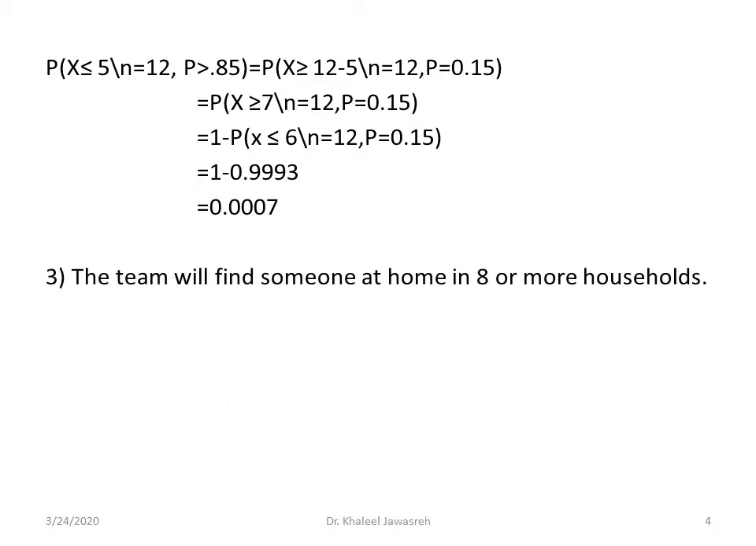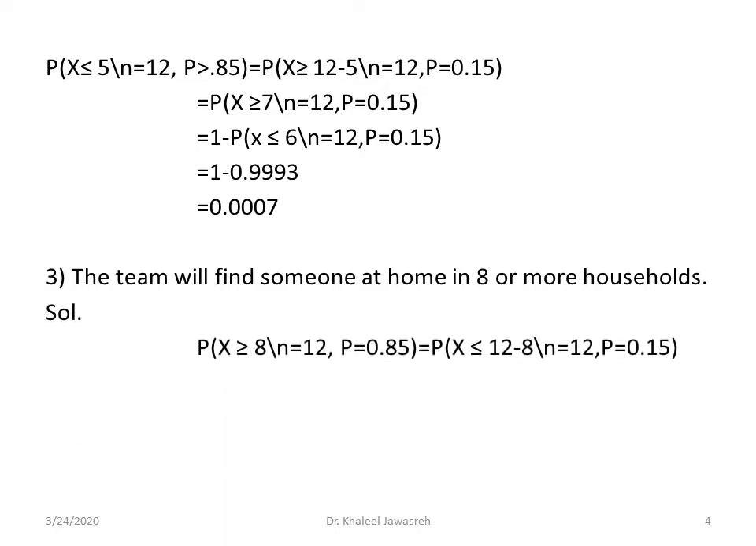Third, the team will find someone at home in 8 or more households. 8 or more. Directly, it will be 12 minus 8, which yields 4, with probability 0.15, and this is a direct one that equals 0.976.